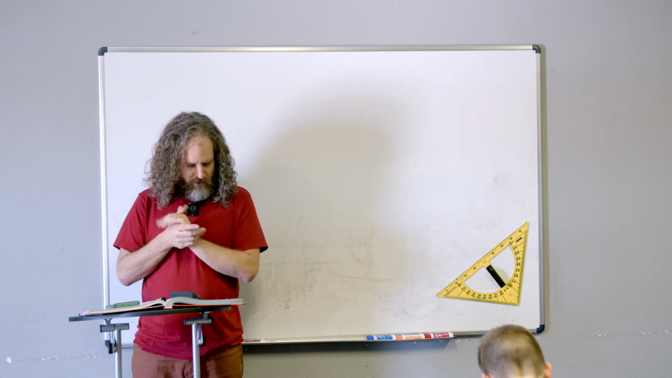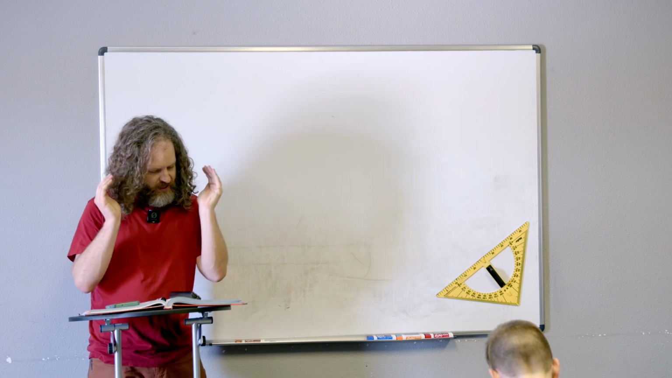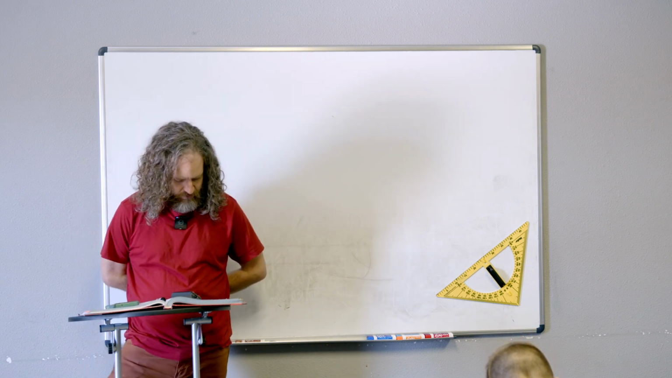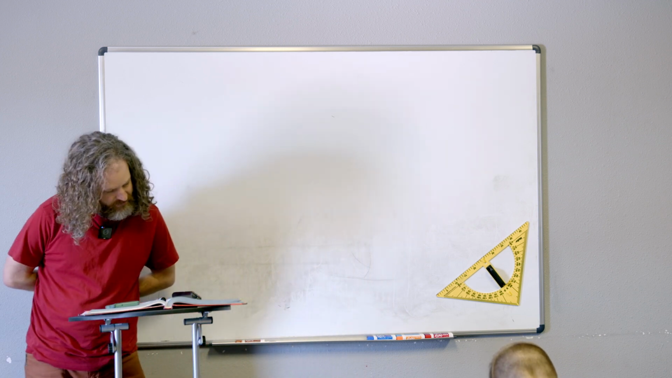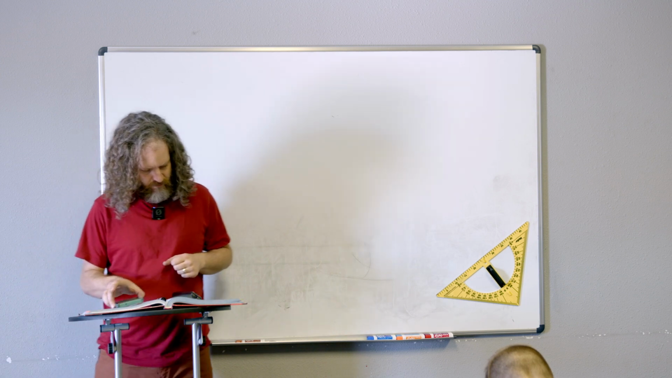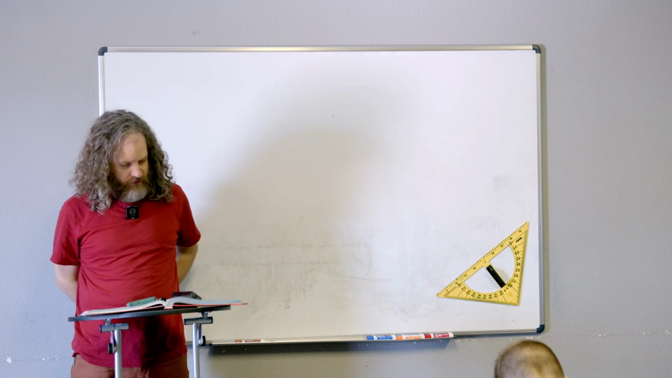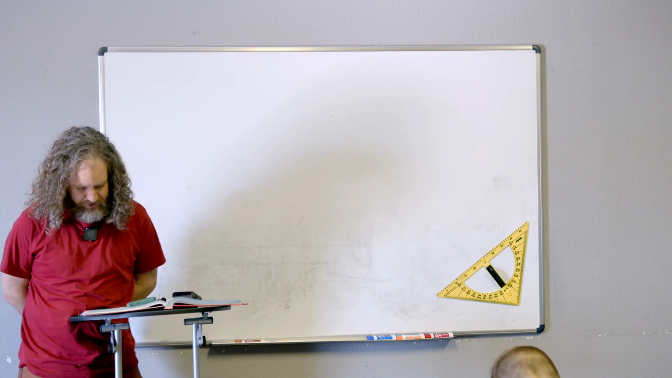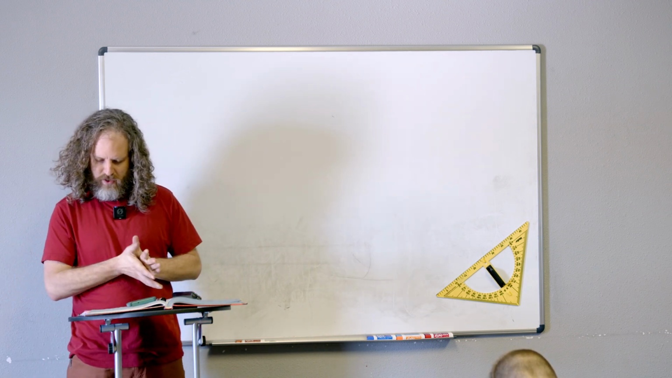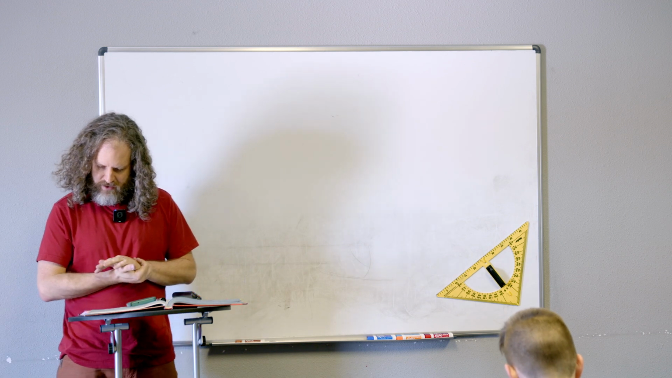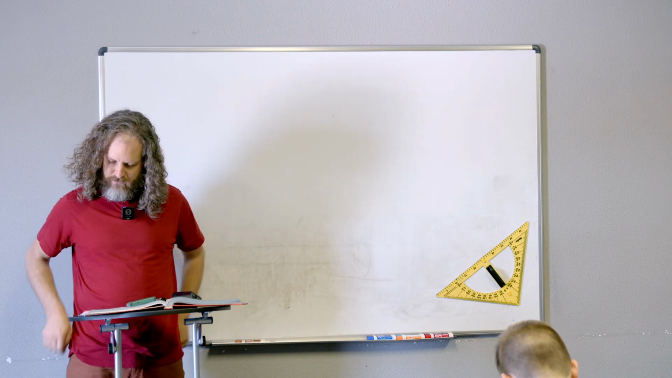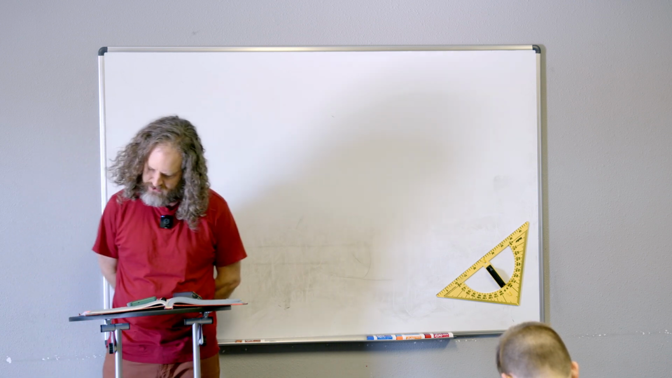22, point slope is y plus 4 equals 2/3 times x plus 7. And then slope intercept is y equals 2/3 x plus 2/3. And then standard form is 2x minus 3y equals negative 2. 24 is y plus 7 equals negative 3/2 times, in parentheses, x plus 1. And then slope intercept is y equals negative 3/2 x minus 17/2. Standard form is 3x plus 2y equals negative 7.